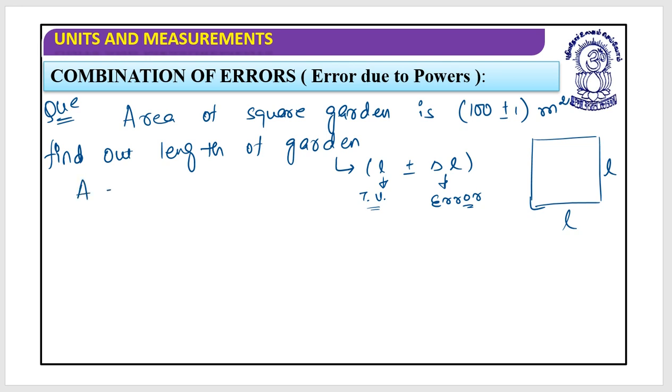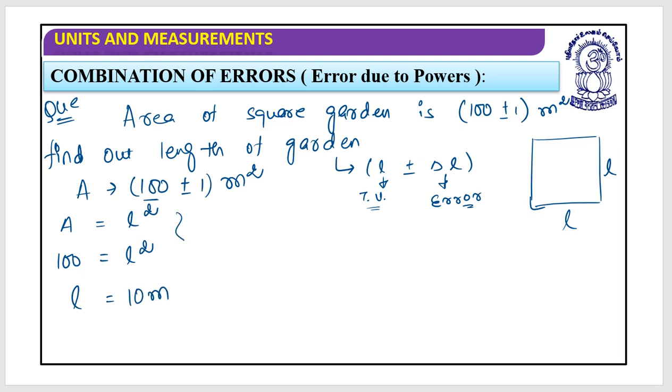The area is given: 100 plus minus 1 meter square. This is all they have given. Now what can I do with this? Think. Do you know any relation between the area and length? We have been given a square garden, so I can write area is equal to L square. As the area is given, 100 is equal to L square. If I take the square root on both sides, I can write L is equal to 10 meter.